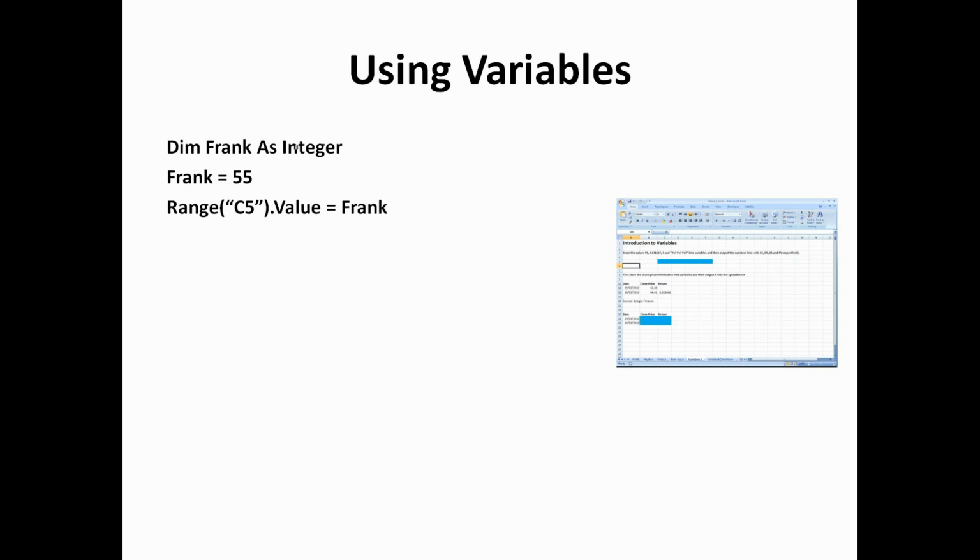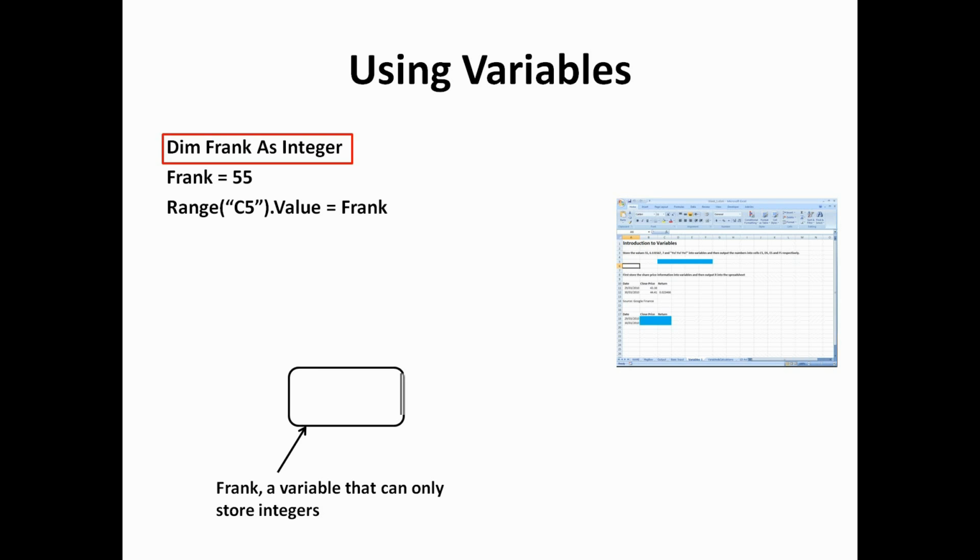Let's recap this again. When we write dim Frank as integer, we are declaring that we're going to take a piece of computer's memory and we're going to call it Frank, and we're going to restrict it and say that in this piece of memory we can only store integers. We can only store numbers without any decimal places. This line takes 55 and puts it inside of this box, this piece of memory.